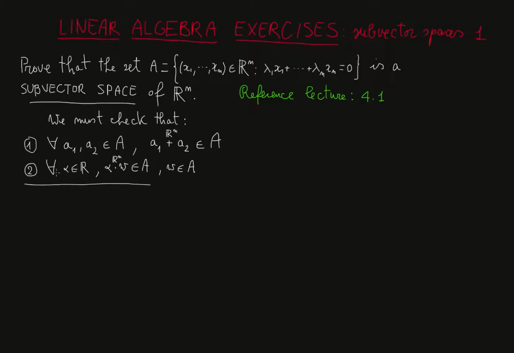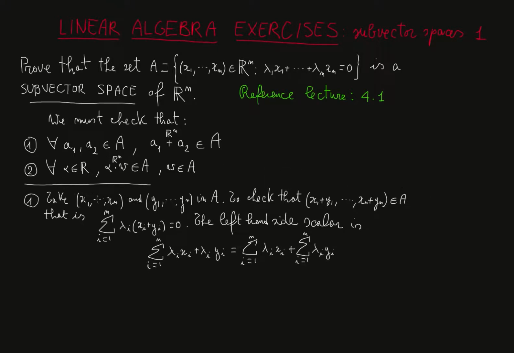The second property is the following. We take any scalar alpha in R, and we have to show that if we take a vector w in A, multiplying alpha with w in Rn we get a vector which belongs to A, exactly like in the situation before. The first property is called closure under the sum structure, and the second property is called closure under product by scalars.